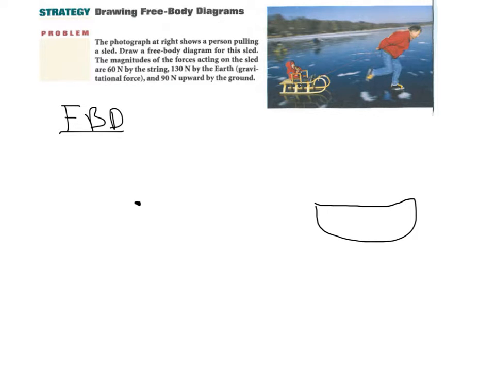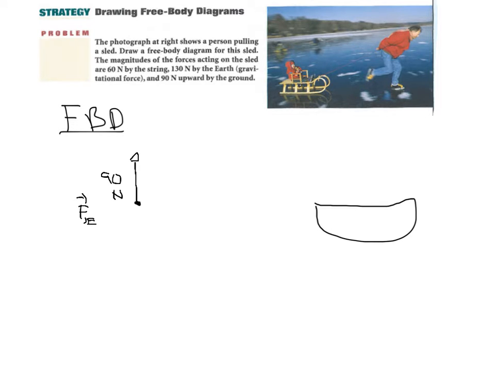The first force I'm going to draw is the upward force the earth exerts on the sled, right? So the earth is pushing up on the sled. So I'm going to draw my vector here on the sled. And then I'm going to label that as a 90 Newton force. We don't really need to name the force, right? If we were going to name this, this would be the force on the sled by the earth. So that's what that force would be.